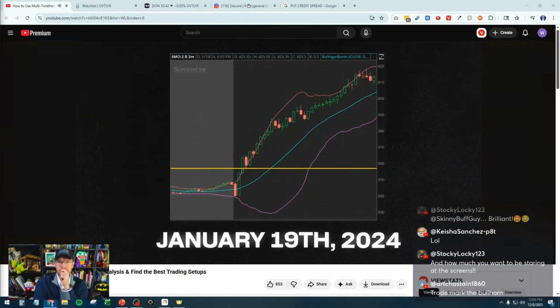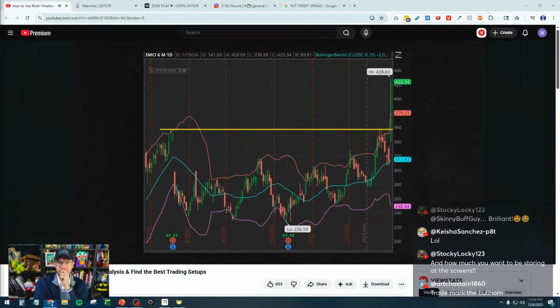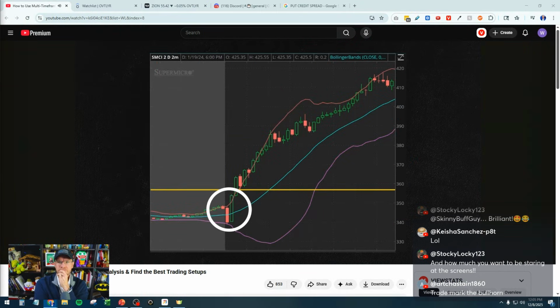On this day, SMCI gapped up in the pre-market following a promising Q2 guidance update. Positioned just below a significant multi-year resistance level at $355 and all-time highs on the daily time frame, SMCI initially saw a dip but rebounded once it referenced its opening price, turning positive on the day.